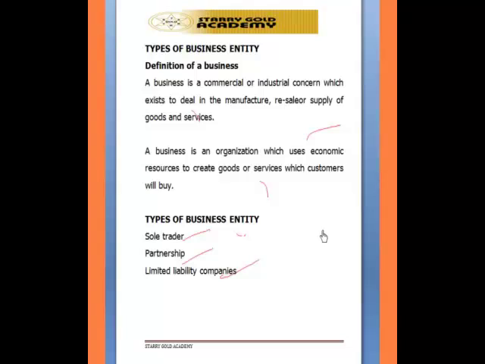Because the business is owned by two persons, there must be a form of agreement. That form of agreement is known as a partnership deed. So a partnership deed is needed. In partnership, we talk about the deed of partnership, because the business is owned by two or more persons.